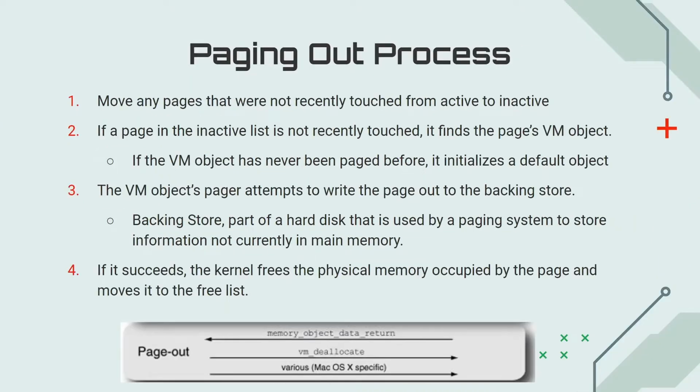As mentioned earlier, when the number of pages in the free list falls below a certain threshold, the kernel reclaims physical pages for the free list by swapping inactive pages out of memory. To do this, the kernel iterates through all resident pages in the active and inactive list, performing the following steps. If a page in the active list has not been recently touched, it is moved to the inactive list. If a page in the inactive list has not been recently touched, the kernel finds the page's VM object.